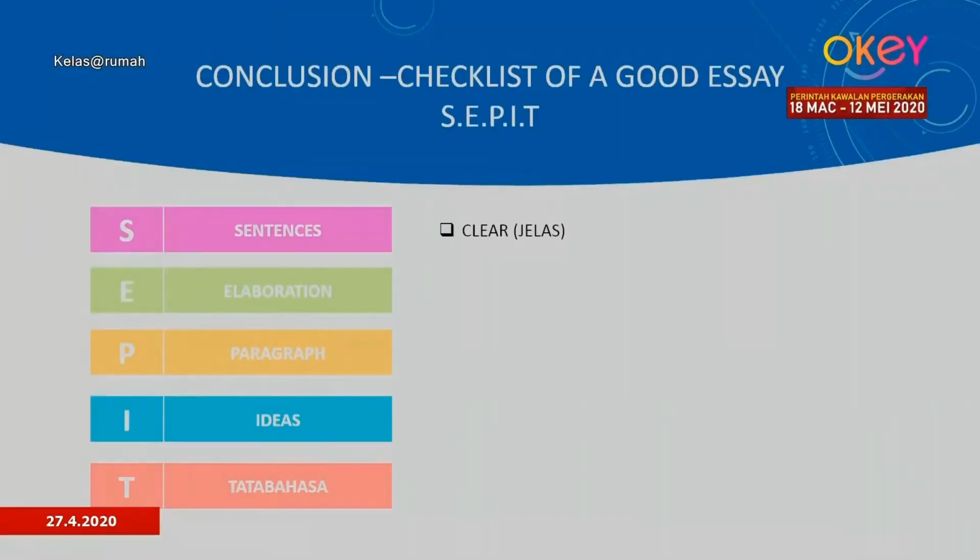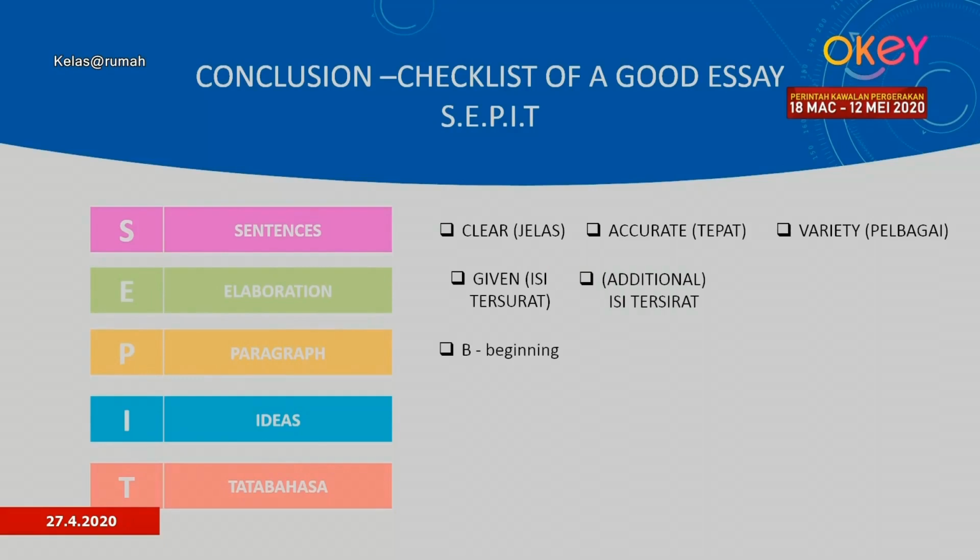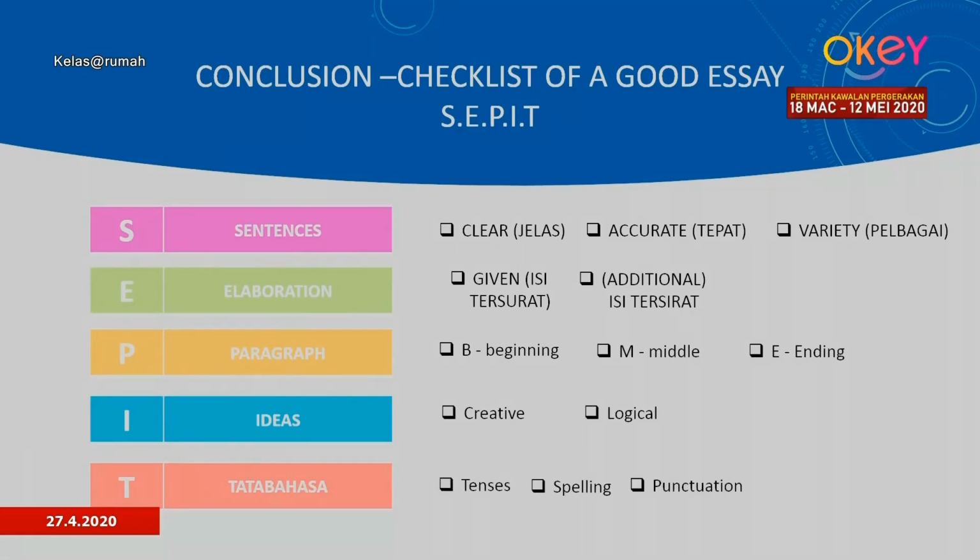So let's do a quick recap on the checklist. So a good essay must have clear, accurate, and a variety of sentence structures. Number 2, you need to elaborate your points. Number 3, your essay needs to be organized in paragraphs, at least 3. Your ideas have to be creative and at the same time relevant to the storyline. And do not forget to check your grammar, or your tata bahasa in Bahasa Melayu for that matter. Your tenses must be consistent to the story. The usage of spelling and punctuation must be perfect.